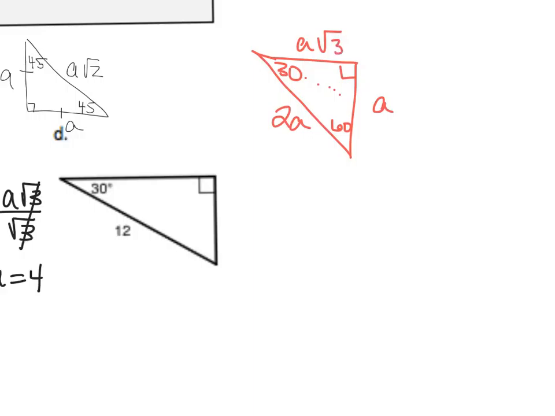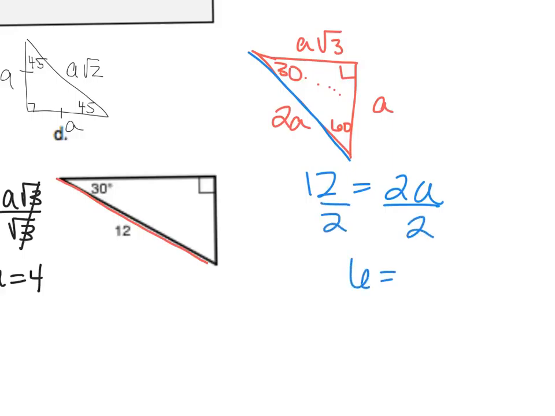Okay, so the side that I have is the 12. So that's the hypotenuse. So the 12 is the same thing as this hypotenuse over here. So 12 equals 2a. To solve for a, you got to divide by 2. It'll be 6 equals a. So the side that equals a is this one over here.